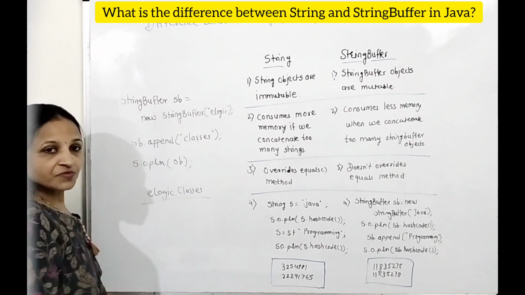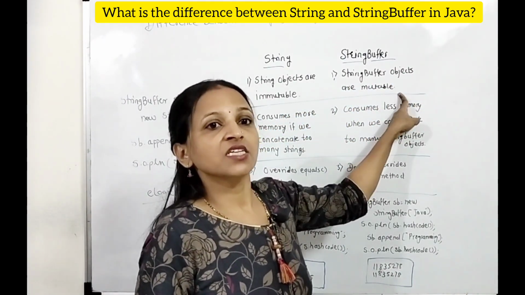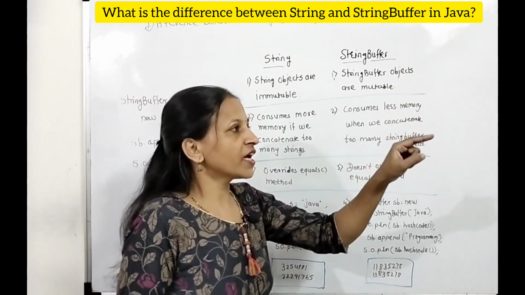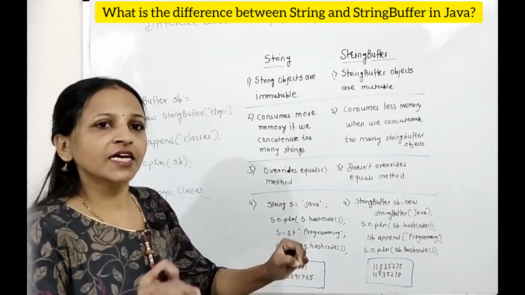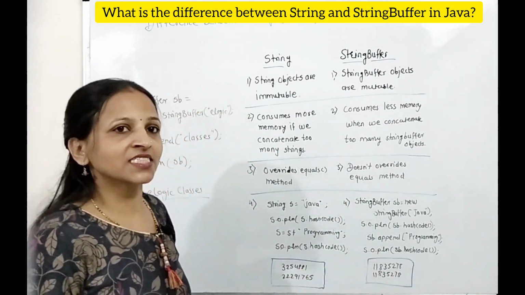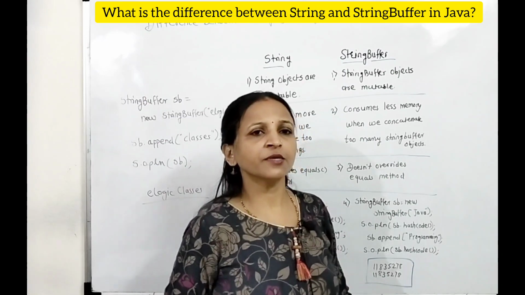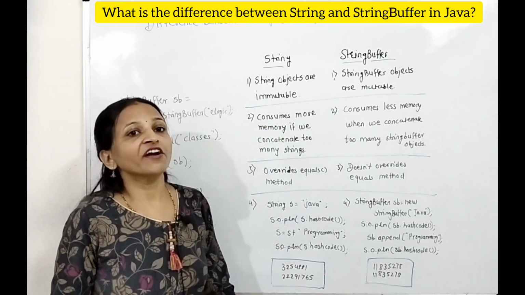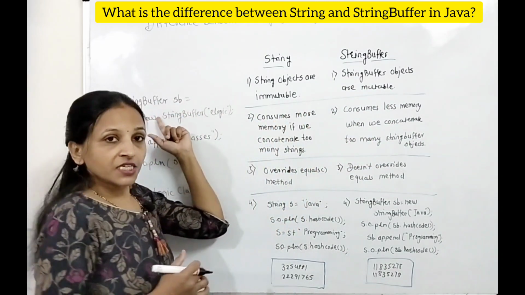Now why? Because StringBuffer objects are mutable in nature, means changeable. Once you create a StringBuffer object, you can do any type of modification in that string object. That's why the StringBuffer class is providing multiple methods to modify the string, means that StringBuffer object.